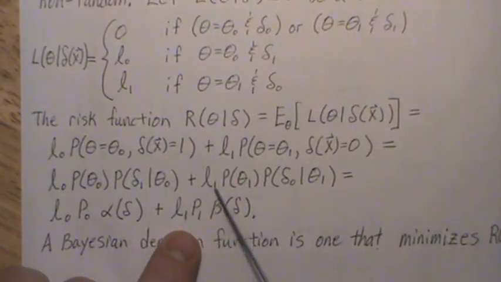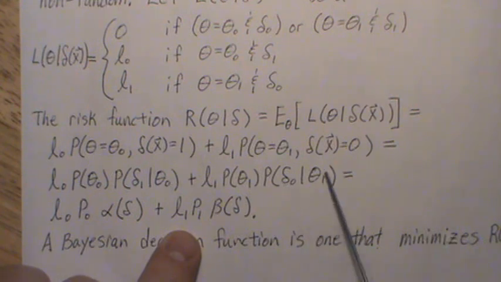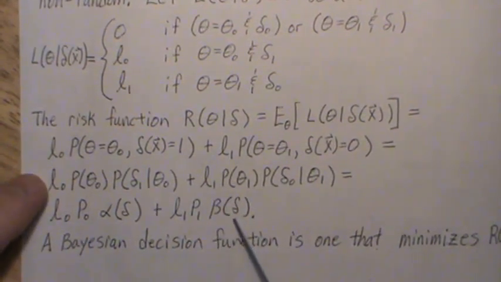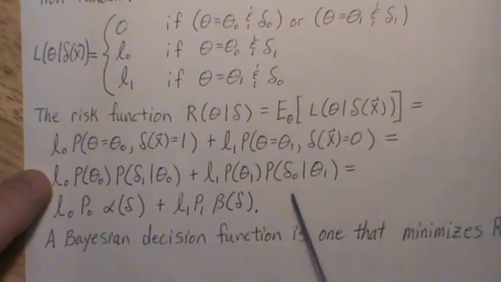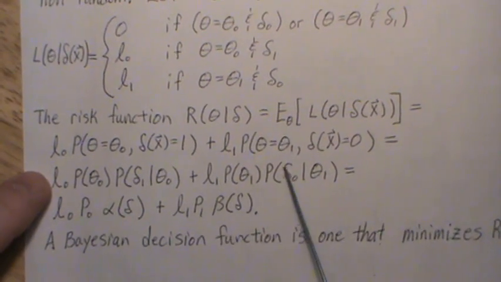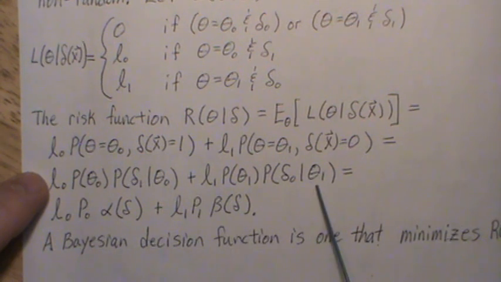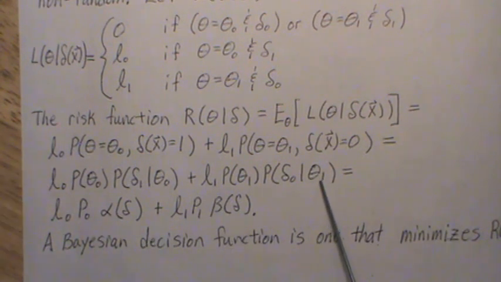And so L1, P1, and then we're going to call this beta. And this is an error. The probability of making a wrong decision is beta. So it's the probability that we conclude the null hypothesis is true, but given that the alternative was really true.